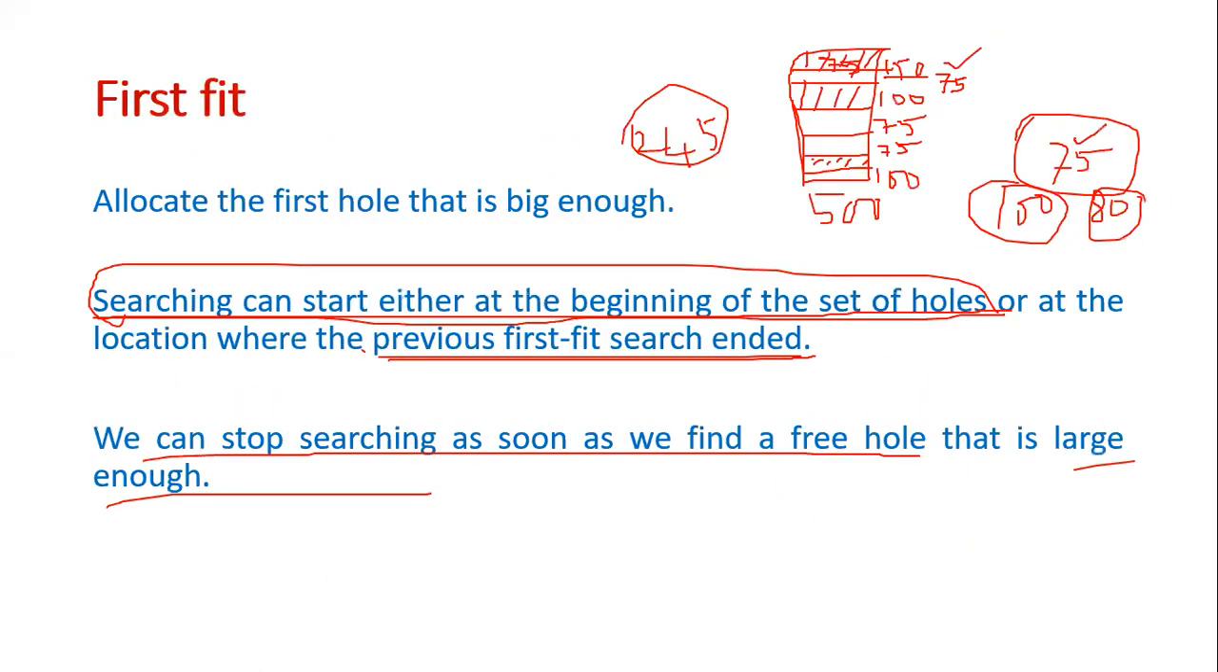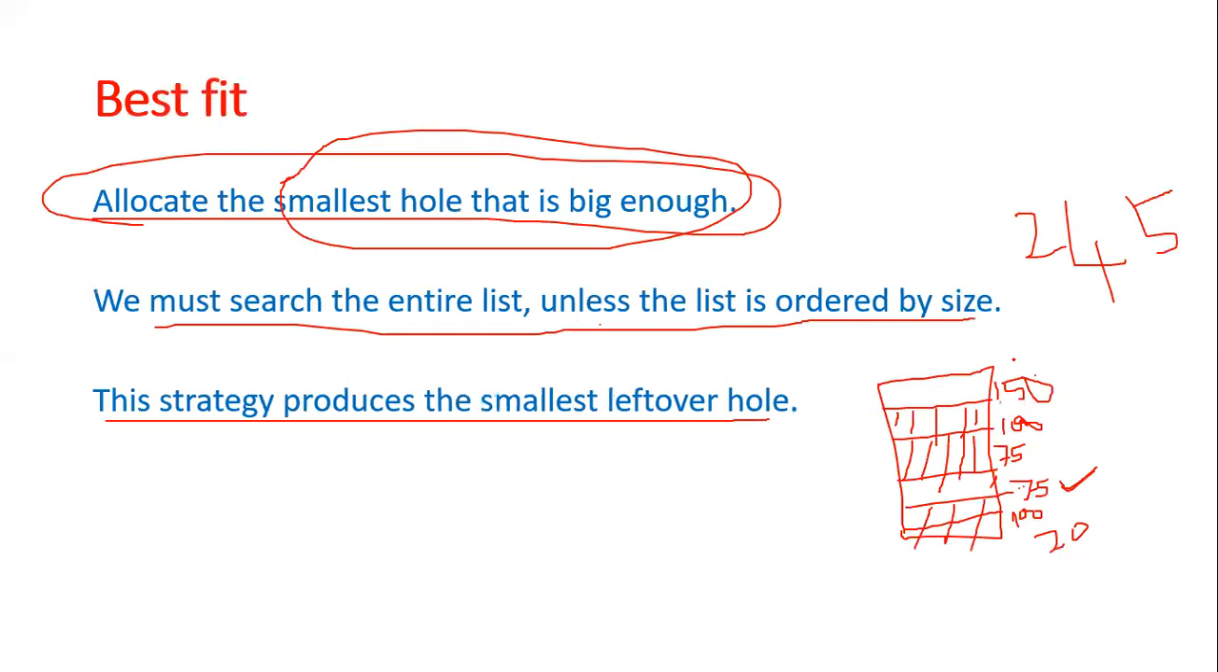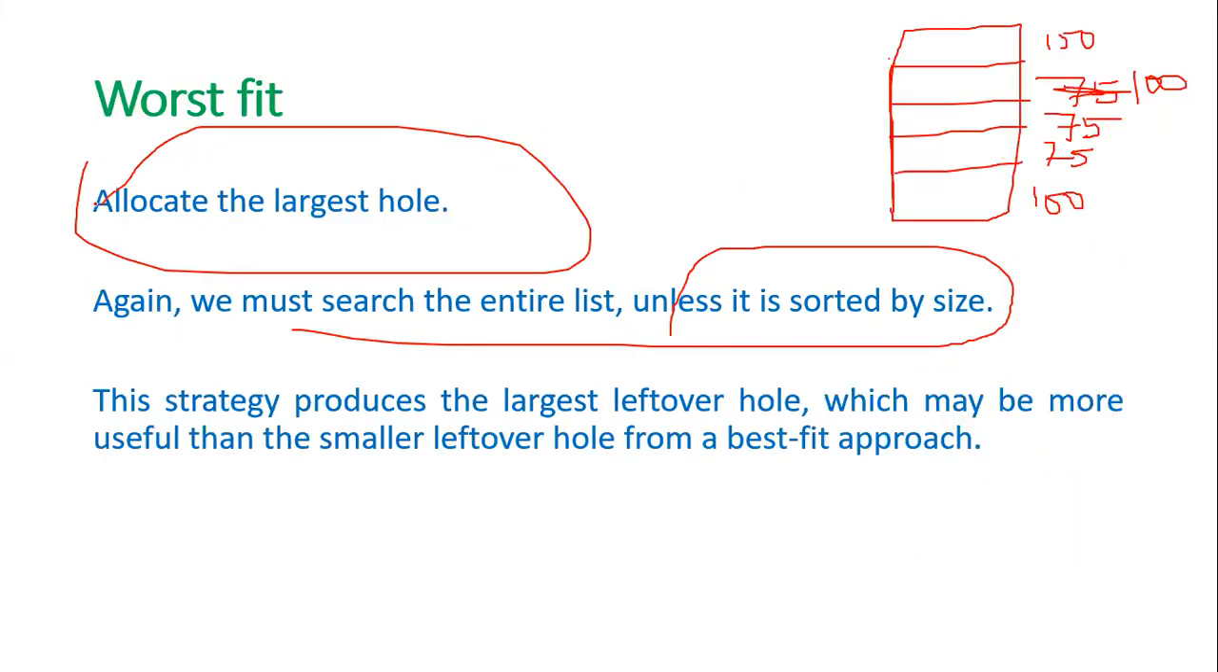So initially how much do we require? We need to allocate 75. As per this method, we have to allocate the largest hole. What is the largest hole? 150. Among 150, we are allocating 75. So the remaining 75 is free here.